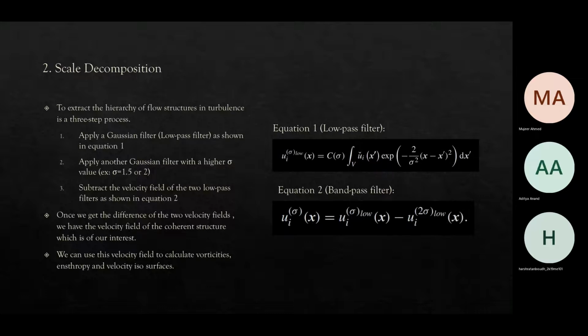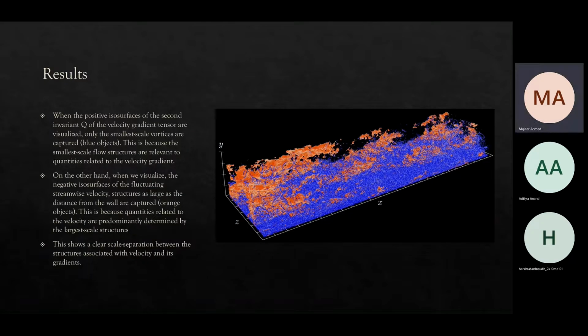In the results, we can observe that at the edge of the boundary layer we get eddy flow vortices, and these coherent structures resemble the shape of a horseshoe or hairpin. Hairpin vortices are small structures present mostly in the log region. Here is one simulation where the positive isosurfaces of the second invariant Q of the velocity gradient tensor are visualized. Only the smallest scale vortices are captured, which are the blue objects in the simulation.